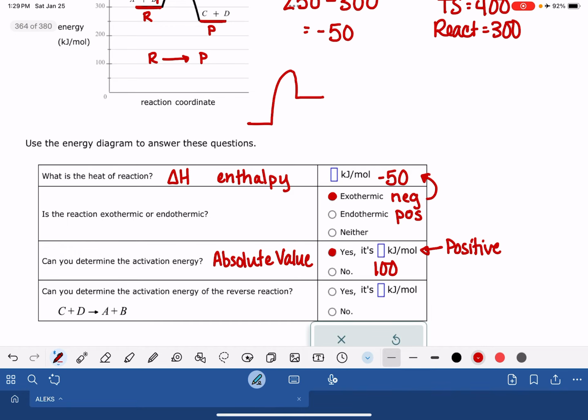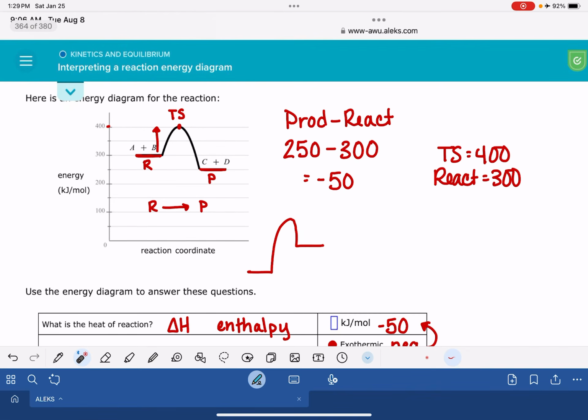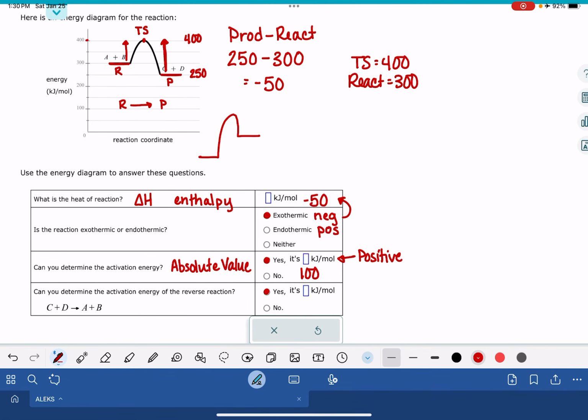And then last but not least, it asks us to determine the activation energy of the reverse reaction. So that would be imagining that this reaction is going in this direction from products to reactants. And in that case, the activation energy is the difference in energy between the products and the transition state. So just this difference right here. My transition state again is at 400 and my products are at 250. So that's a difference of 150. And again, we're always going to express this as a positive value every time.